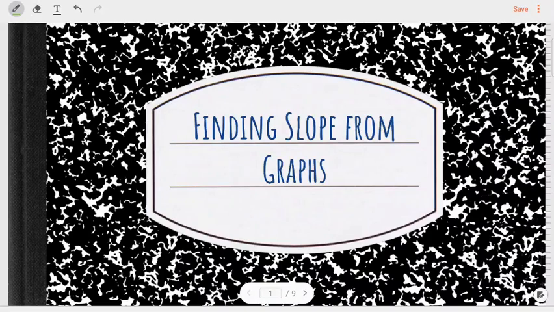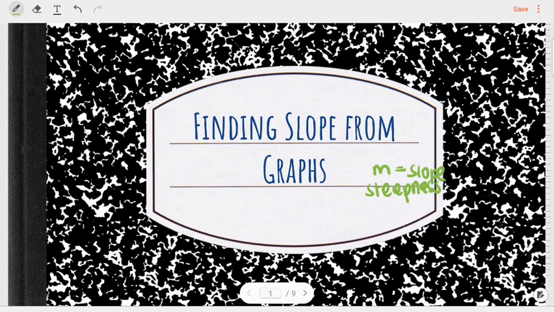Today we're going to talk about finding slope from graphs. So to go ahead and get started, remember from our activity yesterday that we were talking about what happens when you change m. What happens when you change m in the equation? Remember, m stands for slope, also known as the steepness of a line.